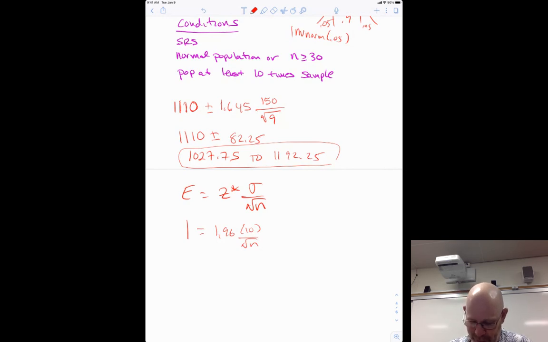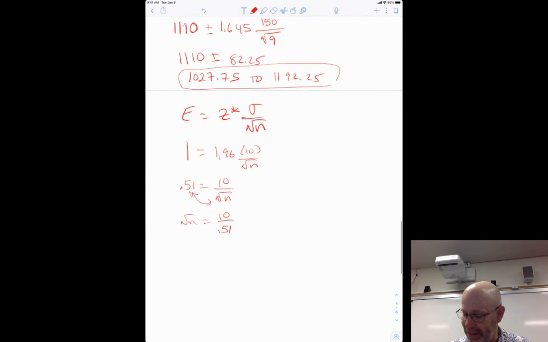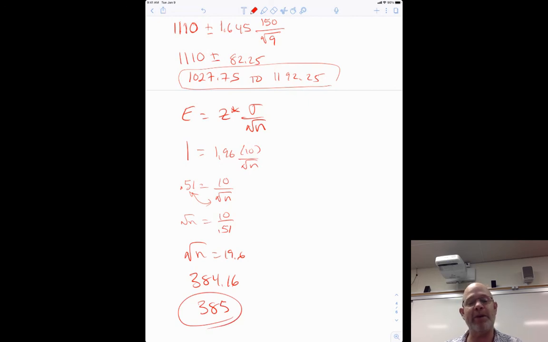1 divided by 1.96 is roughly 0.51, equals 10 over root n. I'm going to flip-flop these places. So root n equals, and I'm not going to round that number right now, it's just sitting on my calculator, 10 divided by that number, 19.6. And then I'm going to square that number, and I get 384.16, which means I need to get up to 385 to get within 1.